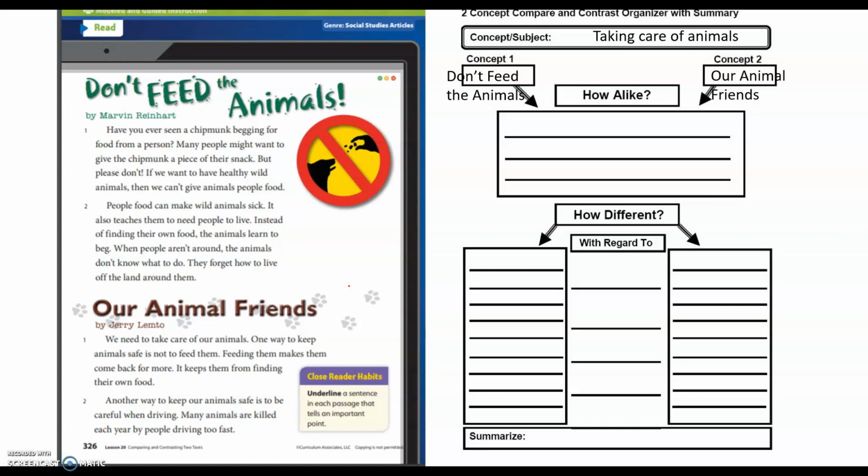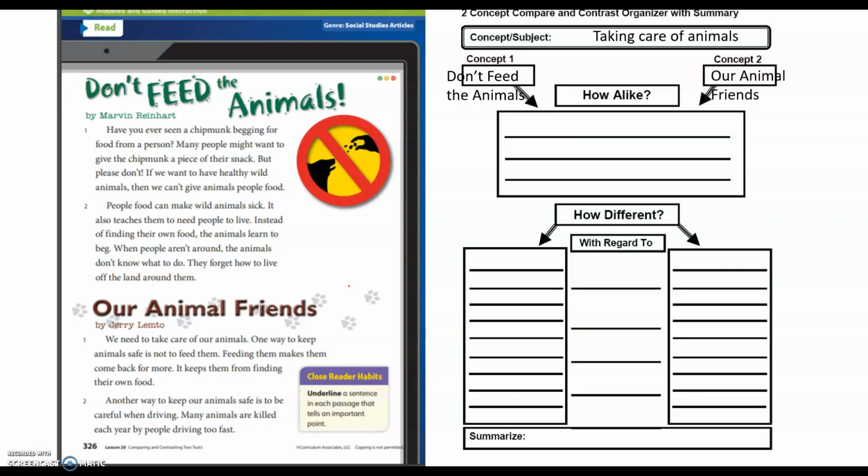Have you ever seen a chipmunk begging for food from a person? Many people might want to give the chipmunk a piece of their snack, but please don't. If we want to have healthy wild animals, then we can't give the animals people food. People food can make wild animals sick. It also teaches them to need people to live. Instead of finding their own food, the animals learn to beg. When people aren't around, the animals don't know what to do. They forget how to live off the land around them.